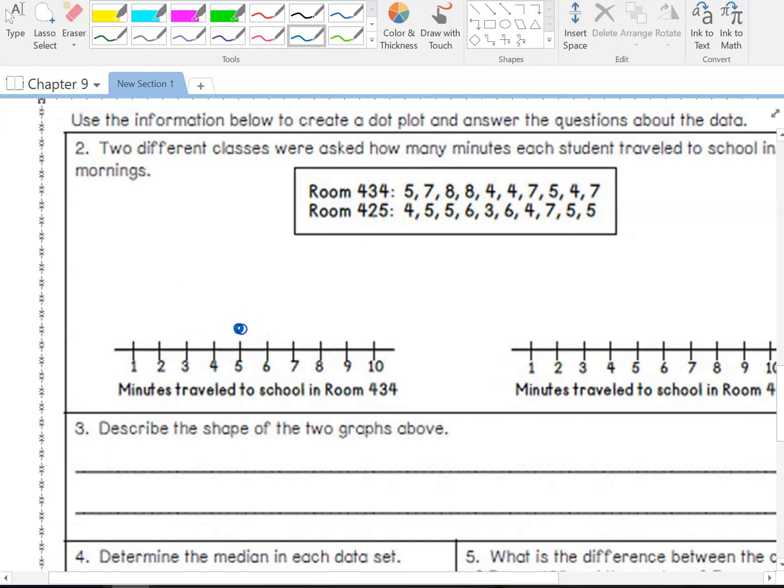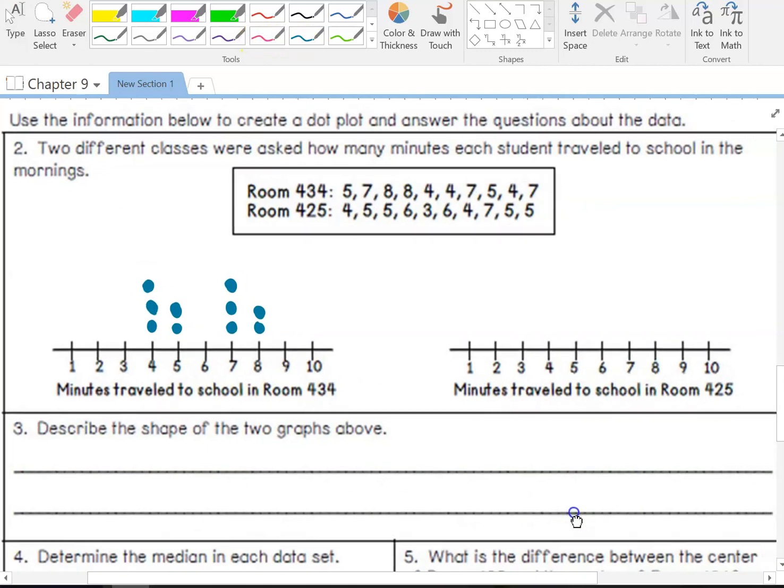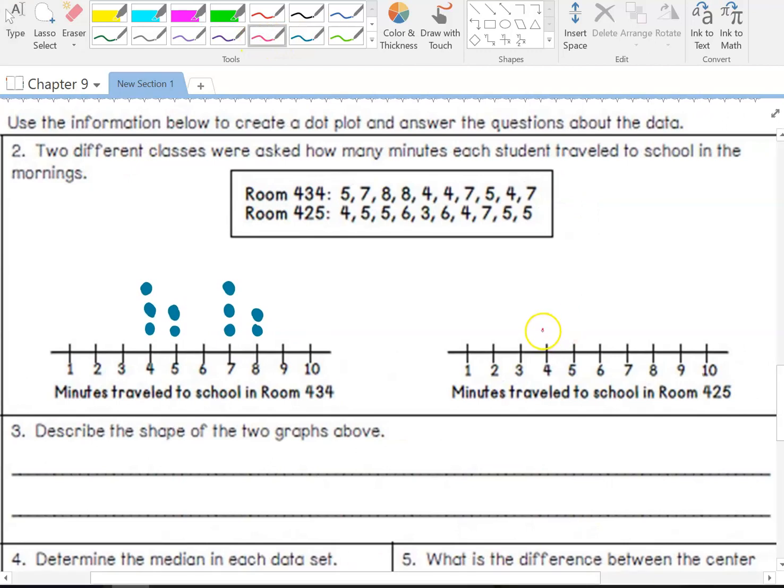So I'm just going to go through and put dots on the numbers in the order that they're listed, so that way I don't mix them up. I'm just putting the dots on the number line where they go. Okay, so I'm done with 434. Now I'm going to go over and do 425. I'm going to do the same thing. I'm going to put the dots on the number line.